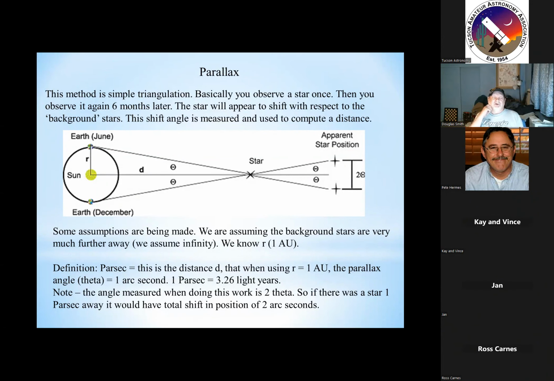Keep in mind, though, that when you're doing this parallax, you're measuring twice that angle, because you're measuring the star 6 months apart, June and December, for example. And so you're on one side of the sun, and 6 months later, you're on the other side of the sun, and you're measuring this 2 theta angle. This angle here is actually 2 theta. You're measuring that whole angle there when you do the measurement. So if the star was 1 parsec away, what you would actually see in terms of that total parallax angle would be 2 arc seconds, because you're actually measuring twice the angle. But this is what parallax is.